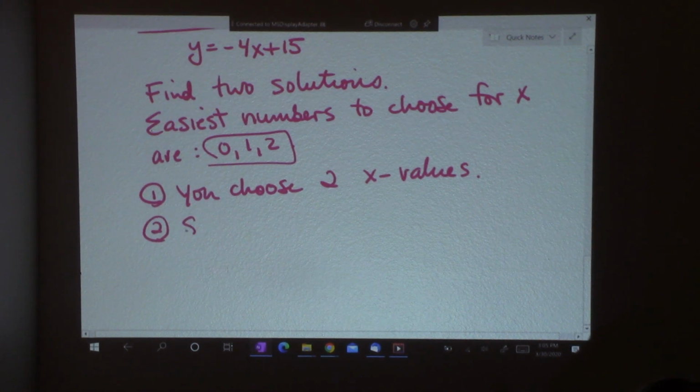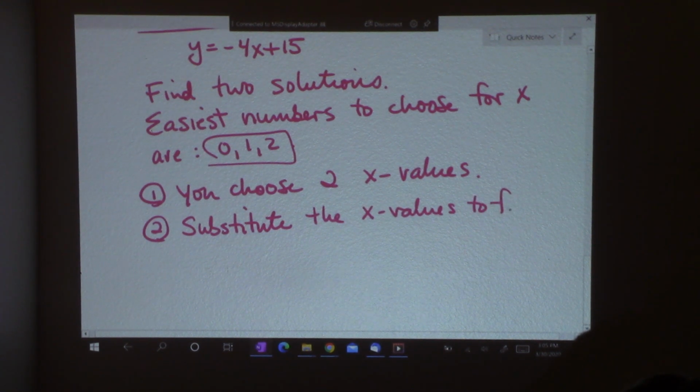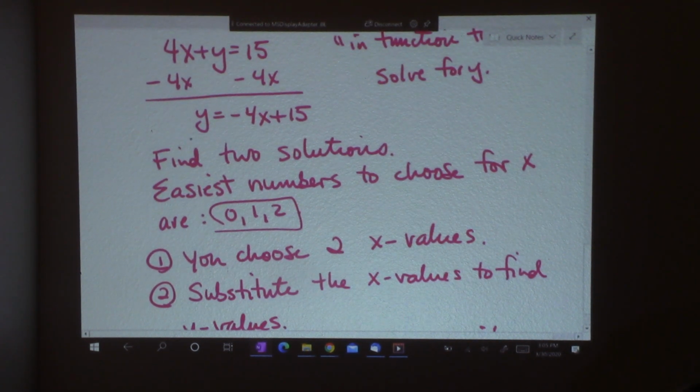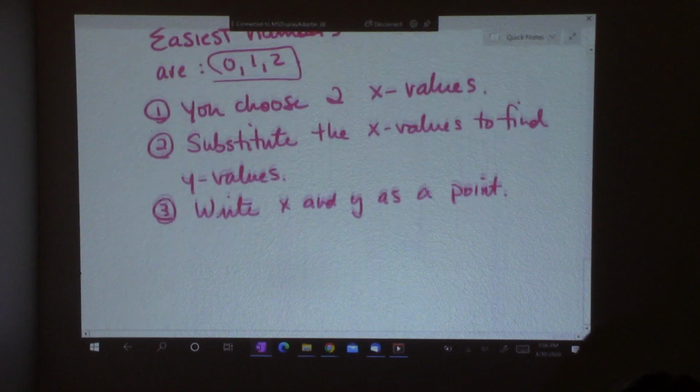Then secondly, you substitute the x's to find the y values too. And then the last thing you do is write x and y as a point together. Okay, so the first thing we did was we rewrote our equation. Now the second thing I'm going to do is find my two solutions.